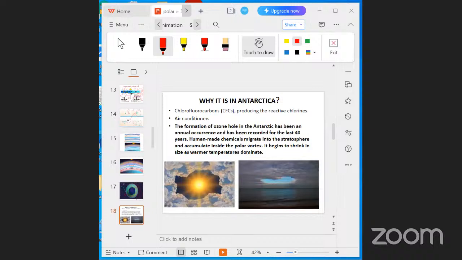Now you see here. So this is the important question. Why is the ozone hole especially in Antarctica over the South Pole? Why? Anybody tell me why? Why is the ozone hole in Antarctica only? Anybody?